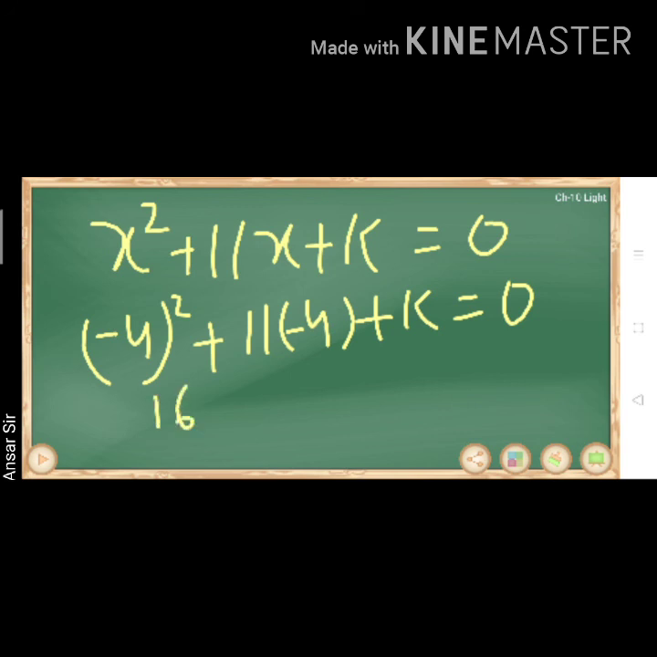This becomes 16 minus 44 plus k equals 0. So k equals 28.